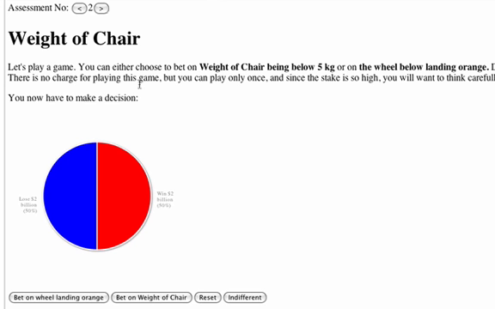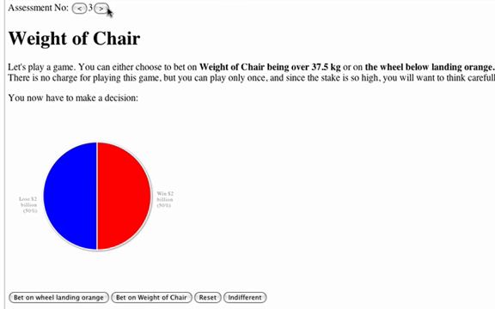I go to the second question, which is, now I can bet on the weight of the chair being below 5 kilos or the wheel landing orange. I'm pretty sure it's not going to be below 5 kilos, so I'm going to bet on the wheel landing orange again and again. Maybe somewhere here, alright, I'm indifferent here.